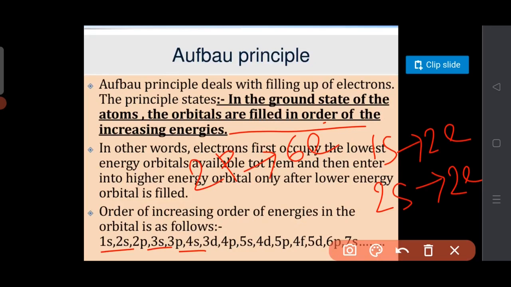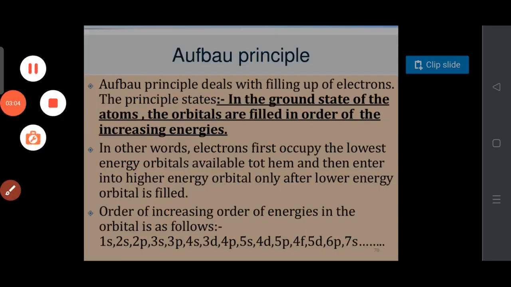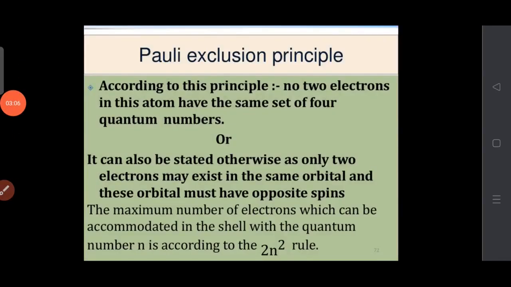After 3s it will come, so 3s again maximum 2 electrons. After that, if required, the 3p orbital comes. So in this way the electrons will fill the orbitals. Okay, so I think all of you can understand the above principle.